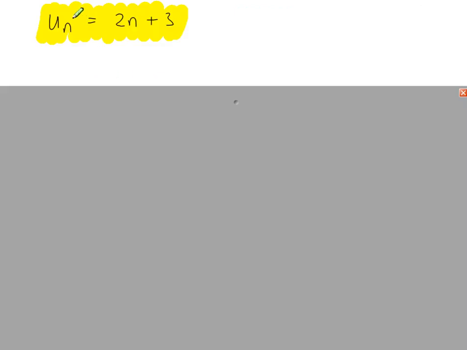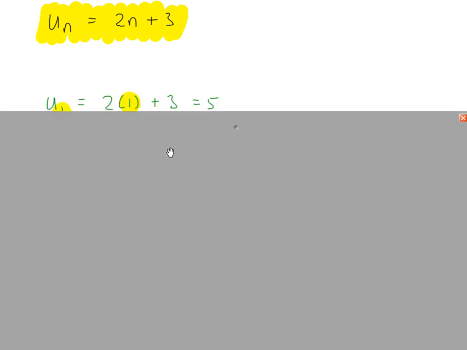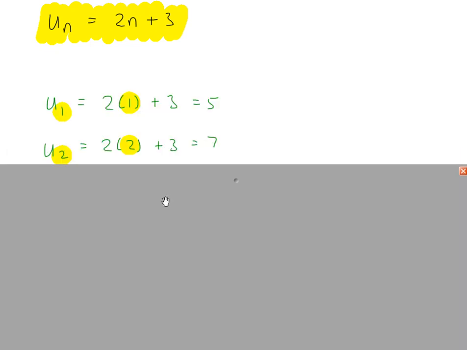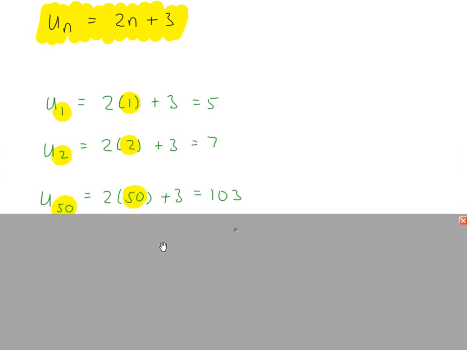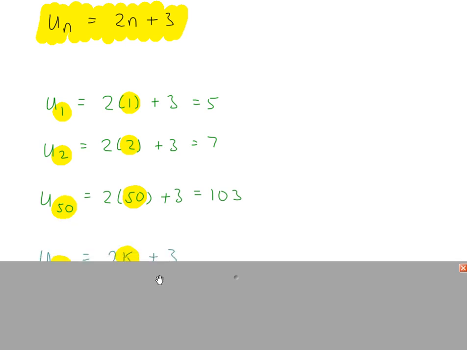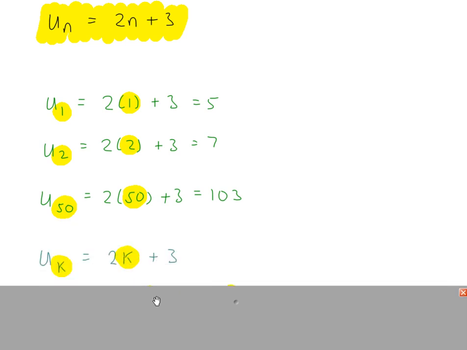To use the formula, put in a value of n. So n equals 1 gives the first term, n equals 2 the second term, the 50th term, term k.